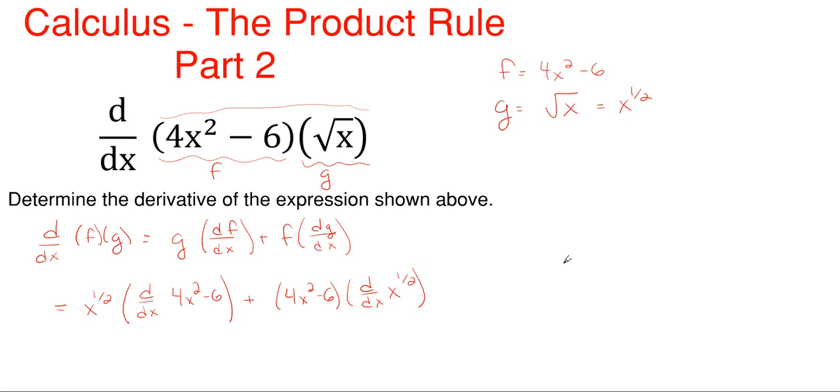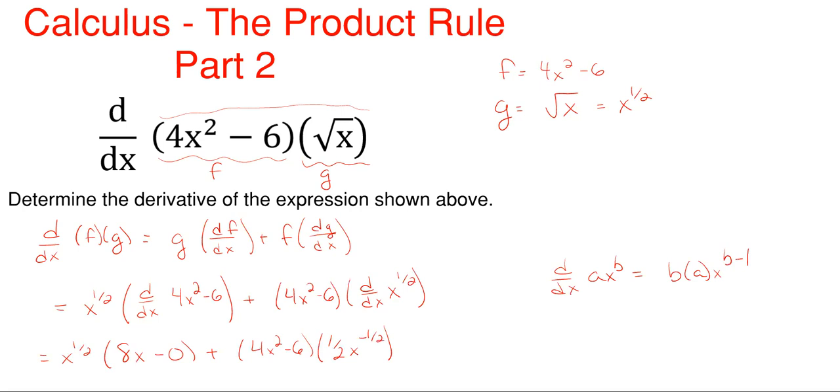So pretty much all the derivatives we have to take are of the form the derivative with respect to x of a times x to the b, where a and b are constant values. And this would just be equal to b times a times x to the power of b minus 1. So we would have x to the 1/2 power, and then taking the derivative of 4x squared, this just becomes 8x minus 0. Plus 4x squared minus 6. And then the derivative of x to the 1/2 is 1/2 x to the minus 1/2 power.